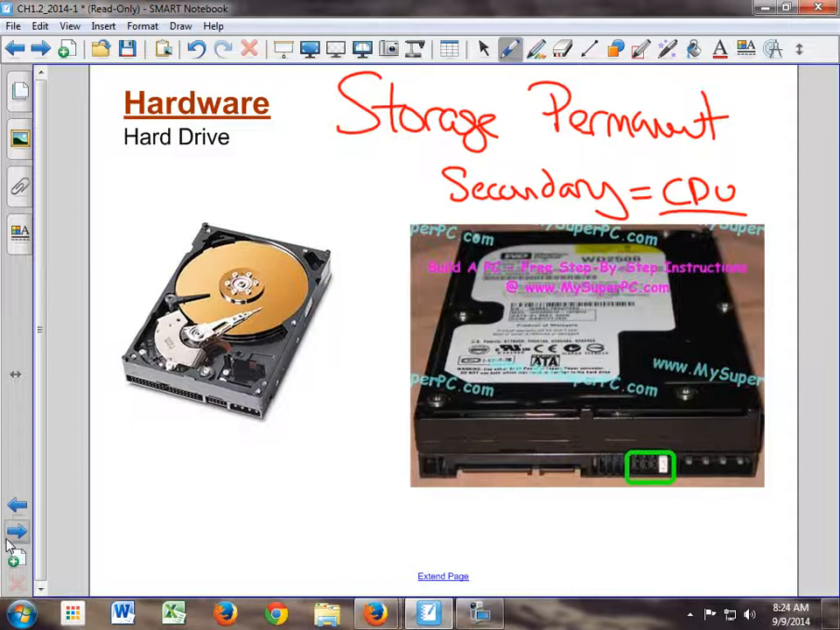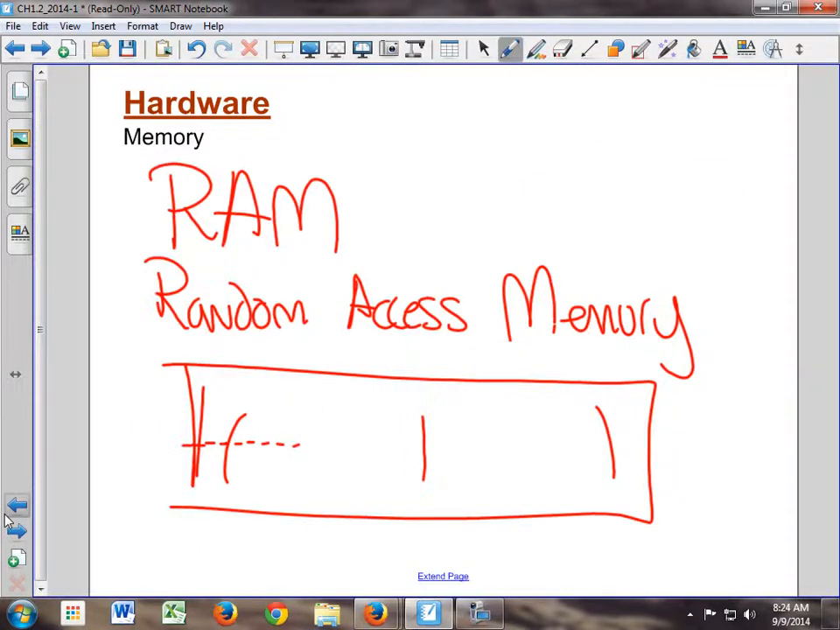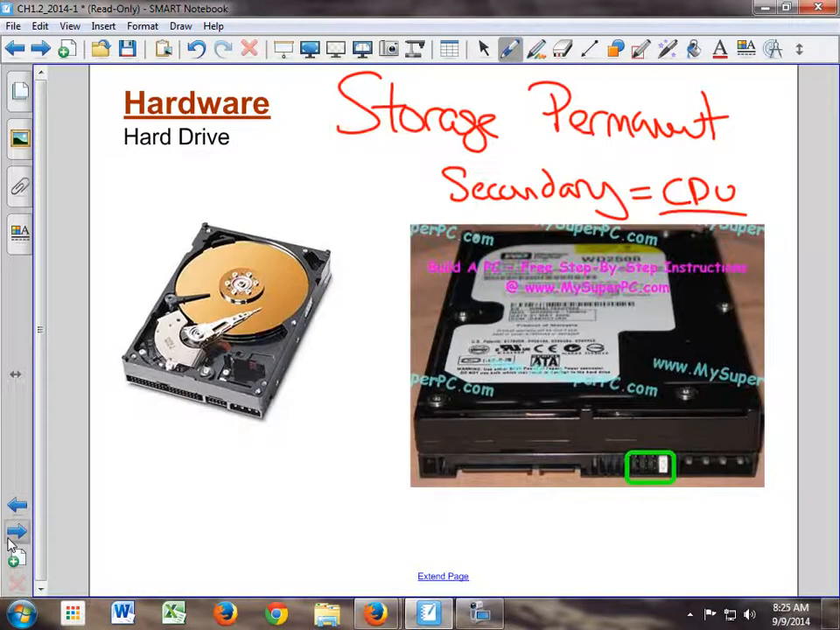This is secondary storage. It's secondary to the CPU. That's the term you're going to see on the test. It's going to say match these, which ones are primary and secondary. Okay, so primary is RAM because it's primary to the CPU. But that's also volatile and it goes away. Permanent storage is a hard drive, but it's secondary to the CPU.